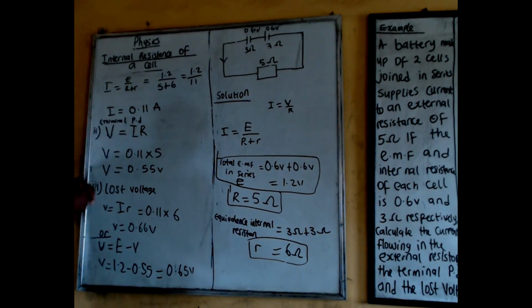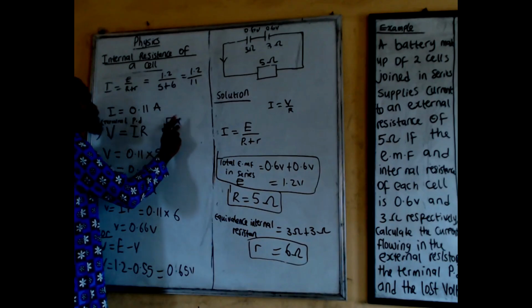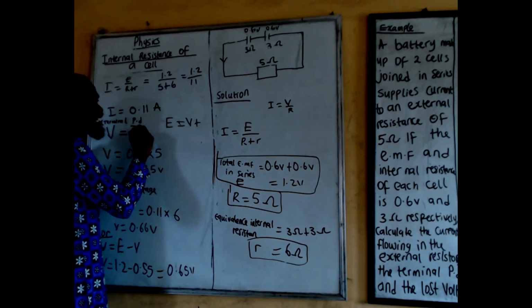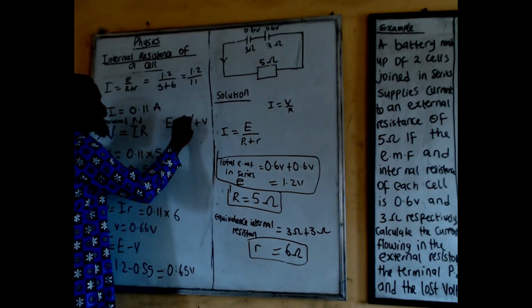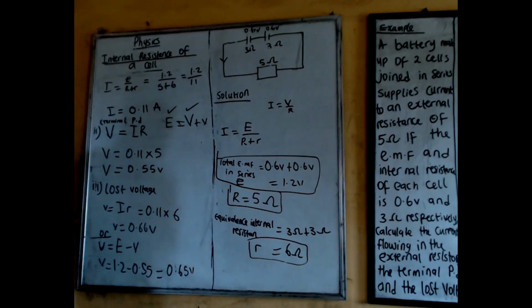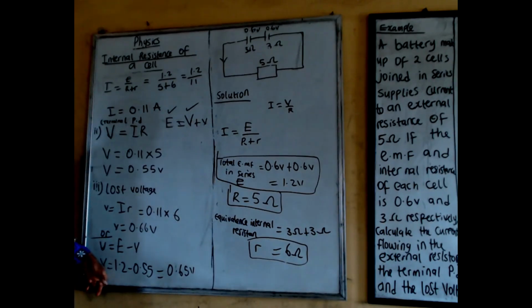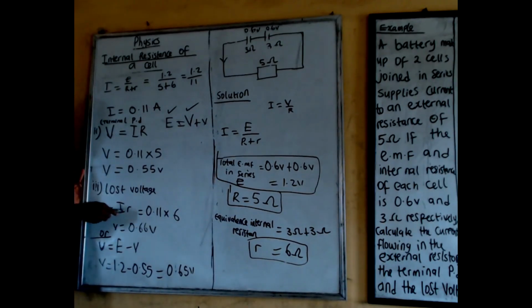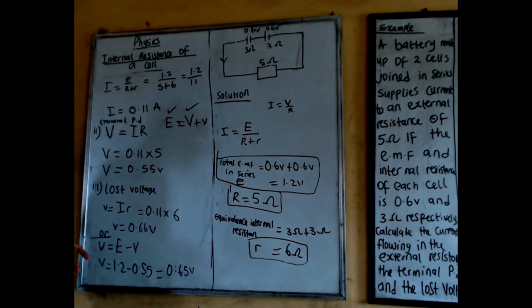Why? Because the formula was E is equal to big V, the terminal potential difference, plus lost voltage. Now we have gotten our V already, we have gotten our E. So we make small v the subject of the formula, which we did here. Or we just solve it using Ohm's law, which also works for us in this case.